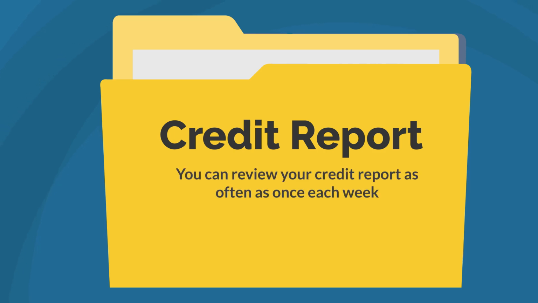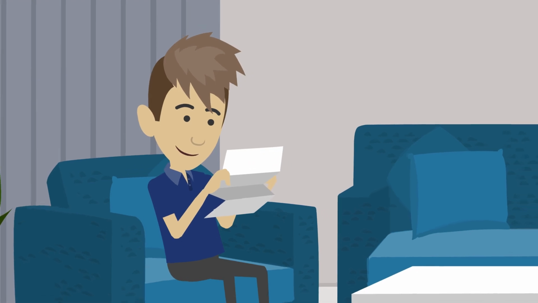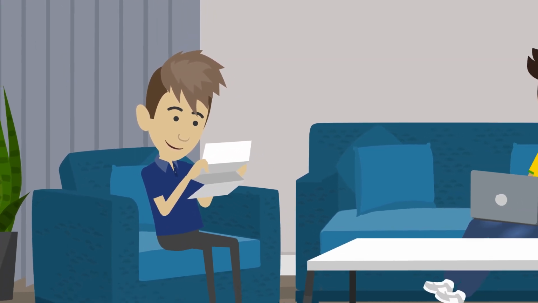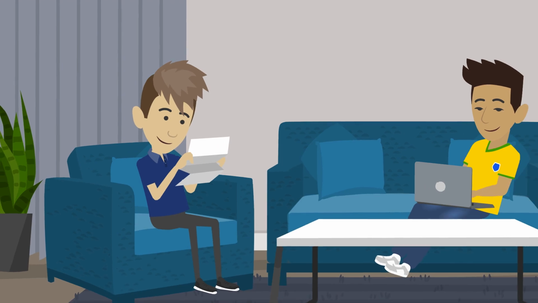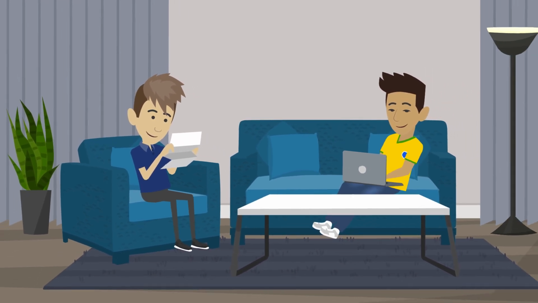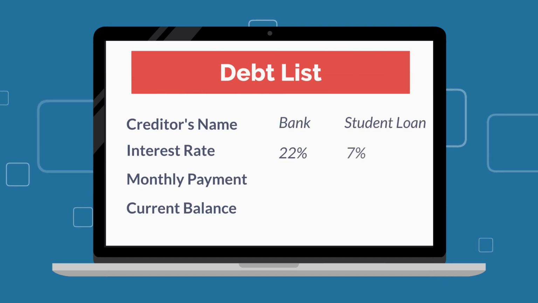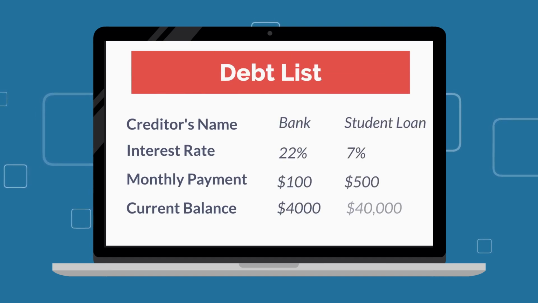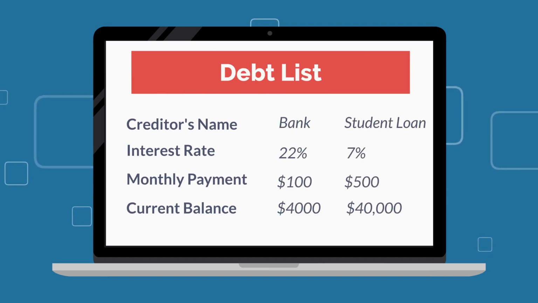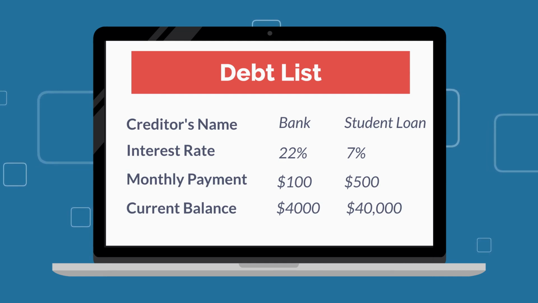You can review your credit report as often as once each week by visiting annualcreditreport.com. Once you have reviewed your credit report and gathered information about your debts, including any personal loans you may have with friends or family, you can make a list that includes details for each debt, such as the creditor's name, the interest rate, the monthly payment amount, and the current balance. With this information, you can make an intentional plan to pay your debt.